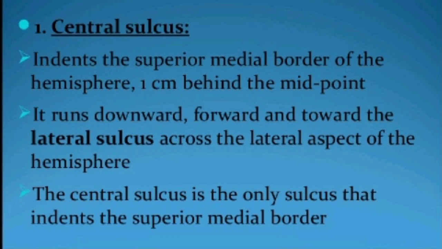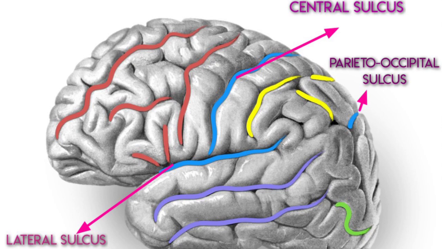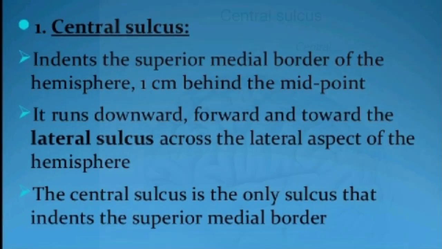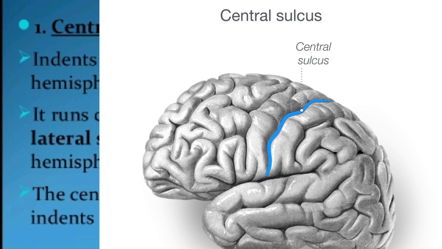The central sulcus indents the superomedial border of the hemisphere 1 cm behind the midpoint. It runs downward, forward and toward the lateral sulcus across the lateral aspect of the hemisphere. The central sulcus is the only sulcus that indents the superomedial border.